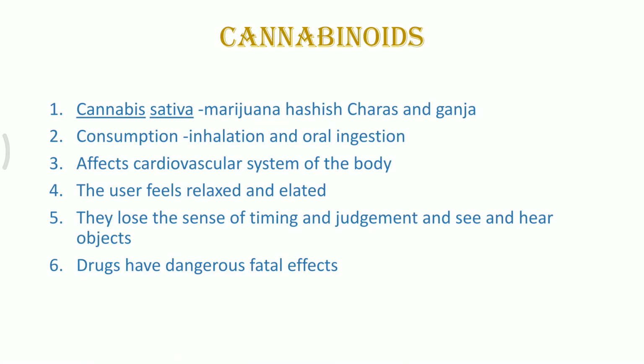Cannabinoids are a category of drugs which are extracted from Cannabis sativa. Now there are four varieties of cannabinoid drugs, namely bhang, ganja, charas, and marijuana. Out of these all, marijuana is obtained from dried leaves and flowers of hemp.